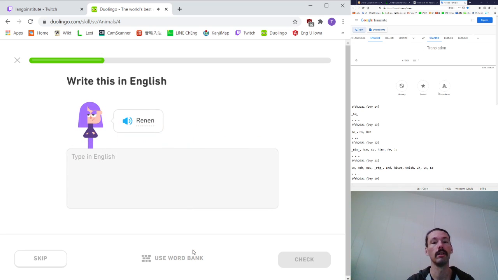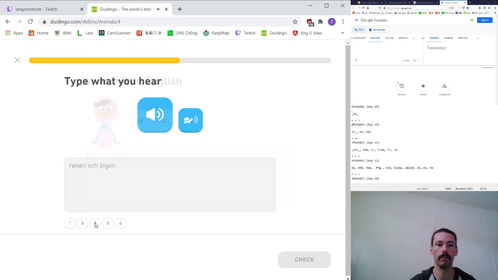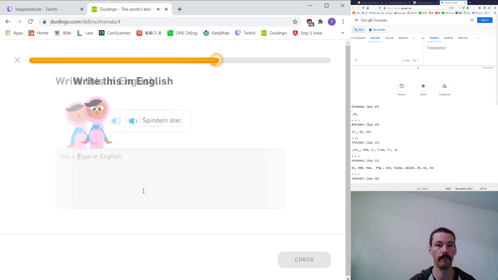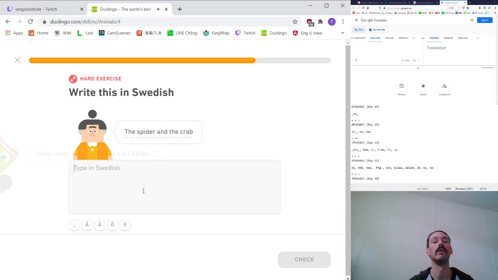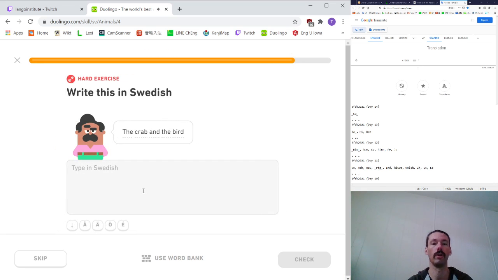Renen is the definite reindeer. Renen och älgen. Not algae. Myran is the ant. Spindeln äter. The spider. The suffix n makes it definite. Och the crab. Krabban. The crab and the bird.